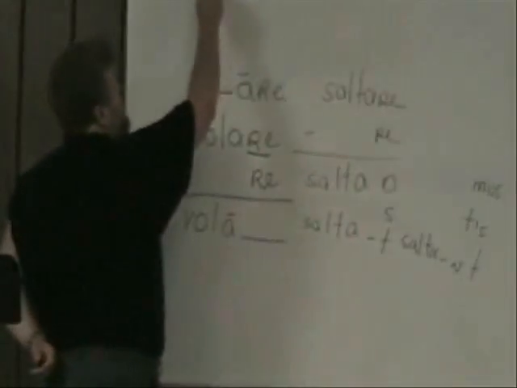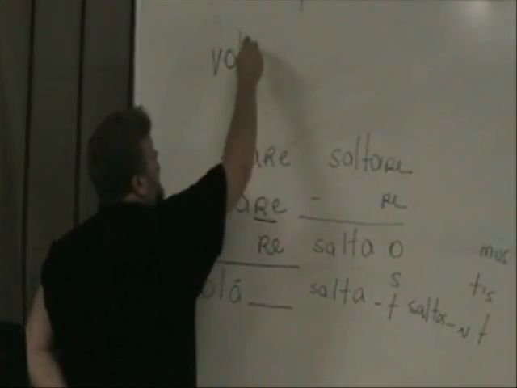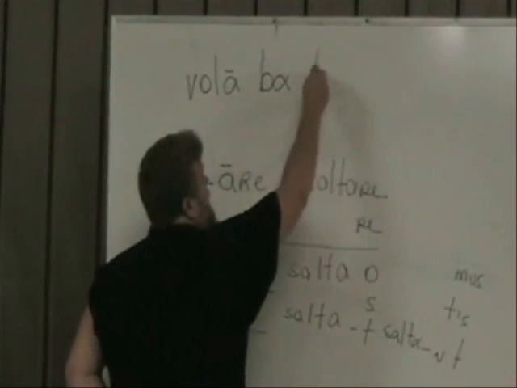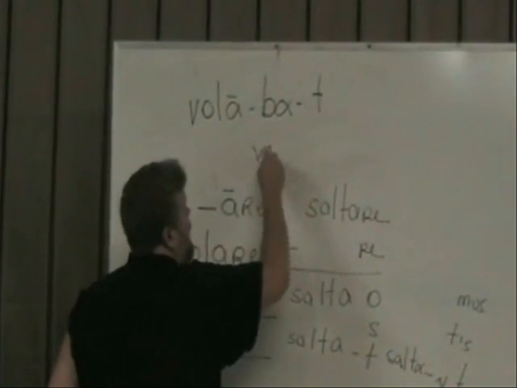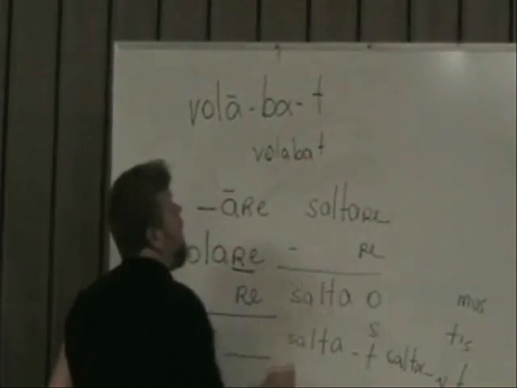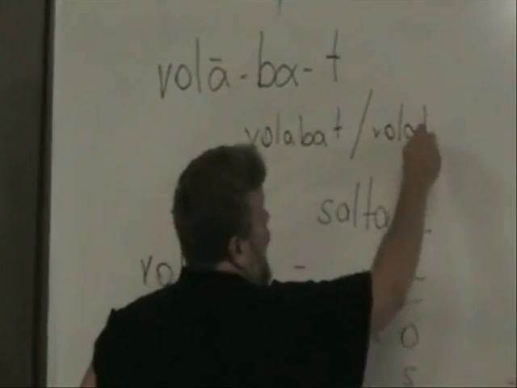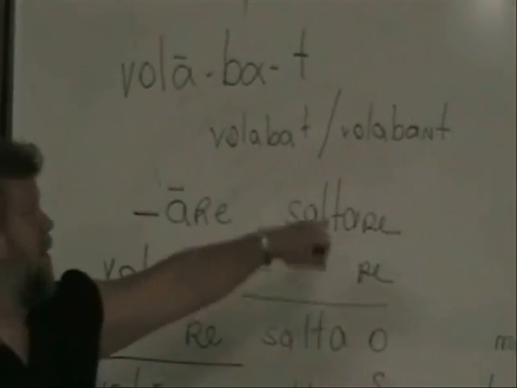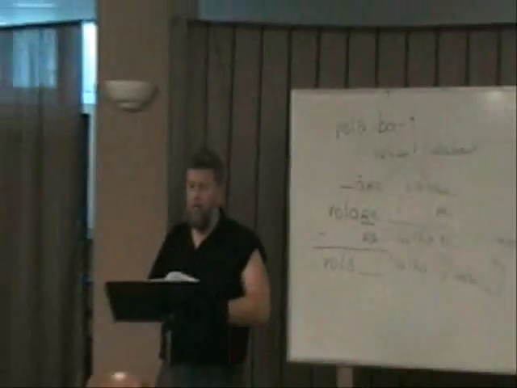The imperfect tense is formed by the addition of the tense marker BA, followed by the personal endings M, S, T, MUS, TIS, or NT to the present stem of the verb. For example, to return to the verb volo, volare, present stem vola, plus the tense marker BA, and the personal ending T, gives us volabat. In the plural, volabant. He, she, or it was flying, or used to fly. They were flying, they used to fly, they were in the habit of flying.